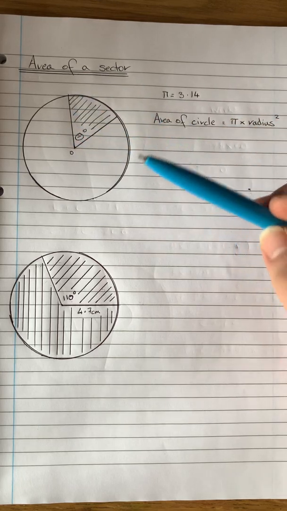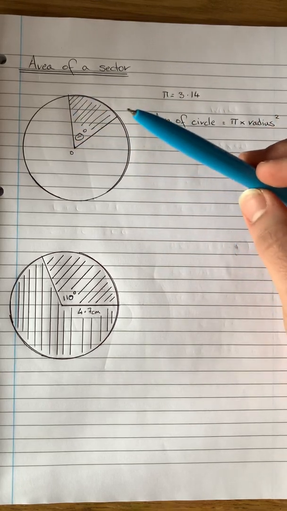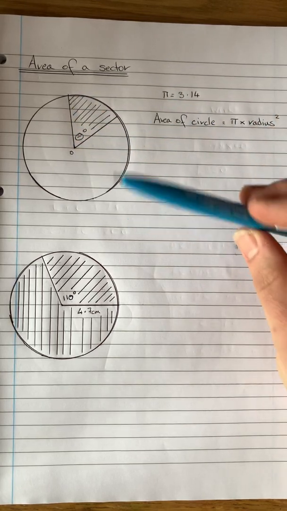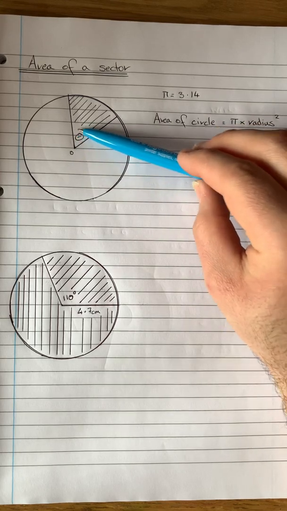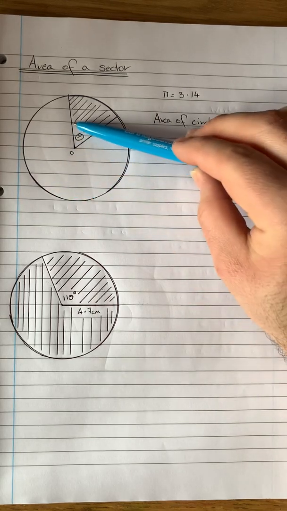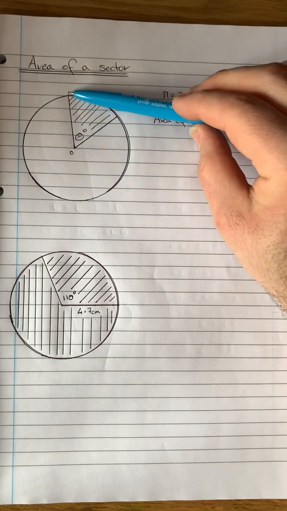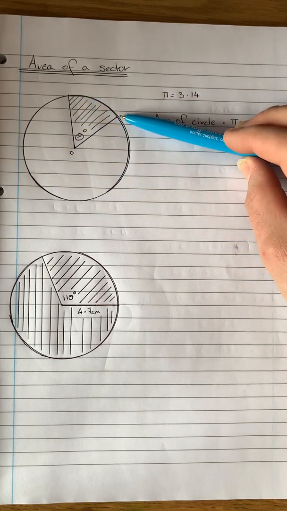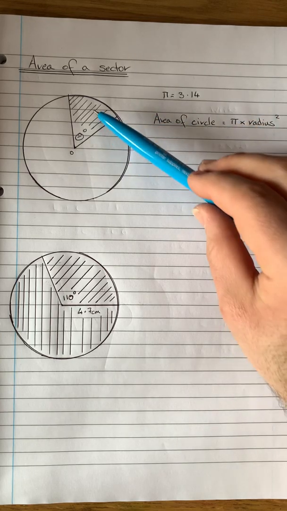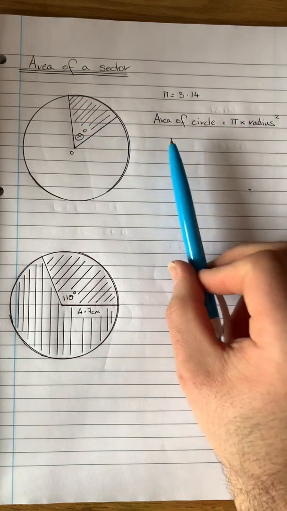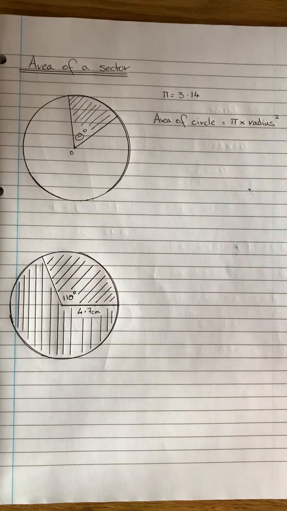So that key word there, the fraction, is similar to what we did with calculating the length of an arc, where we used the angle that we knew out of the full circle. So that fraction of the full circle, we used it to calculate the length of an arc using the circumference. Since we're talking about area, we're going to be using the area of the circle formula in this case.